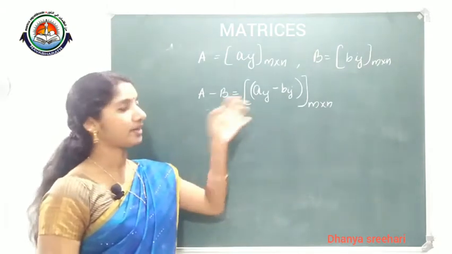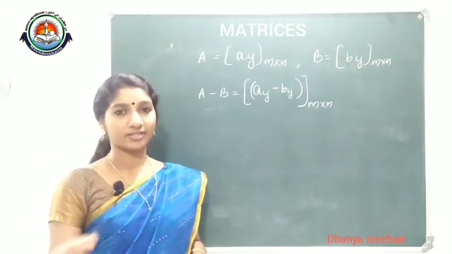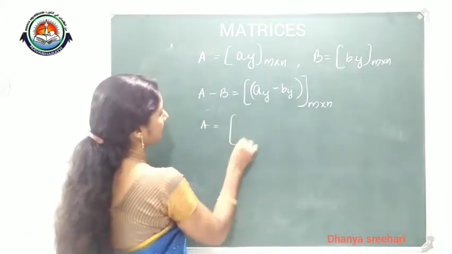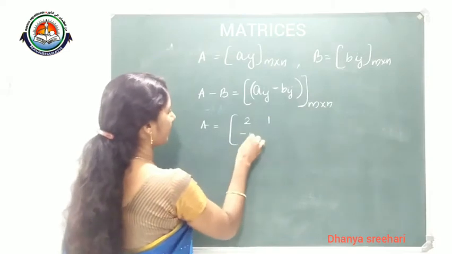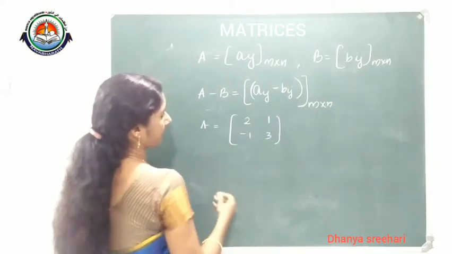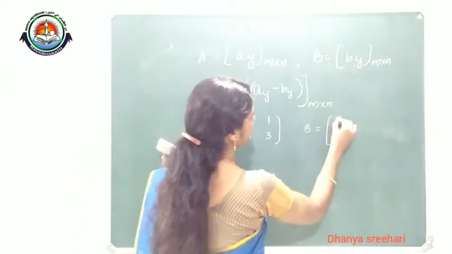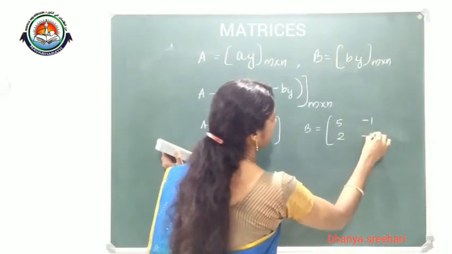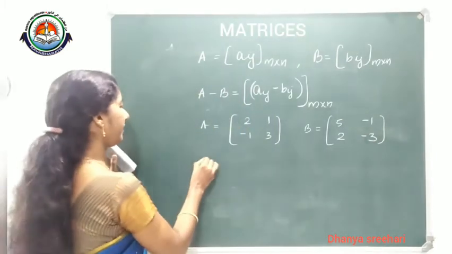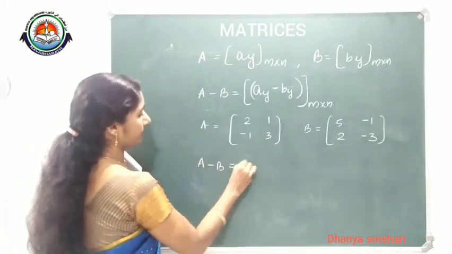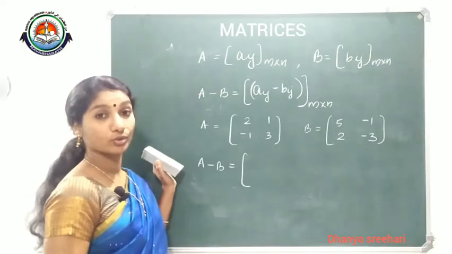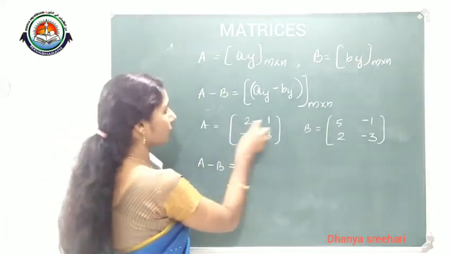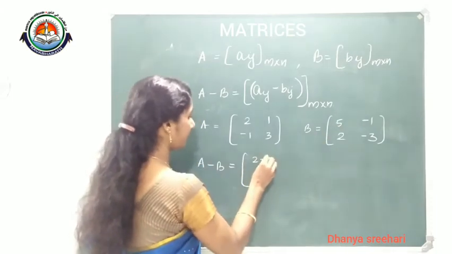Clear? That is meant by difference of two matrices. One example: matrix A is given as 2, 1, minus 1, 3 and matrix B is given as 5, minus 1, 2, minus 3. We need to find A minus B. For that, what we need to do? To get A minus B, we subtract corresponding elements. 2 minus 5. If we want, we can write like this.